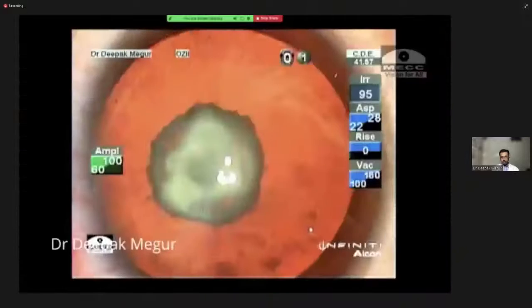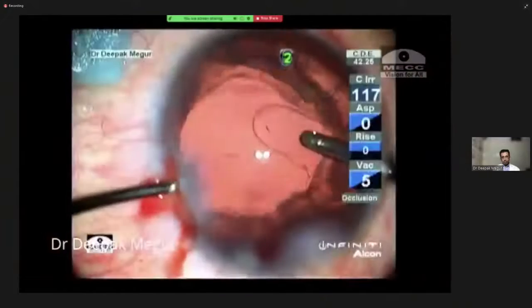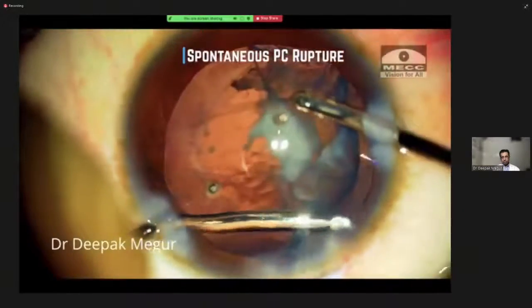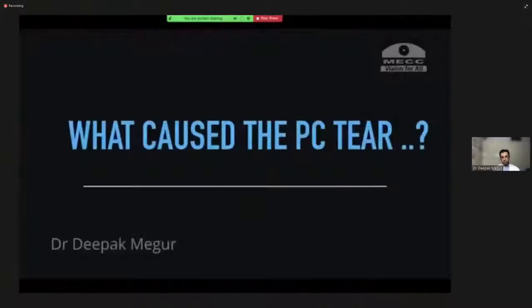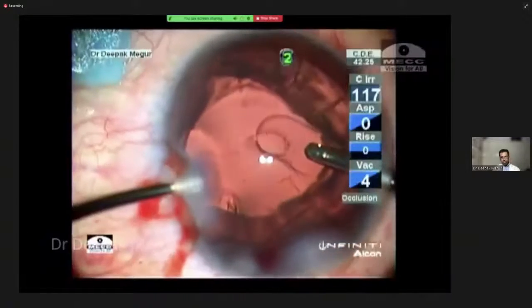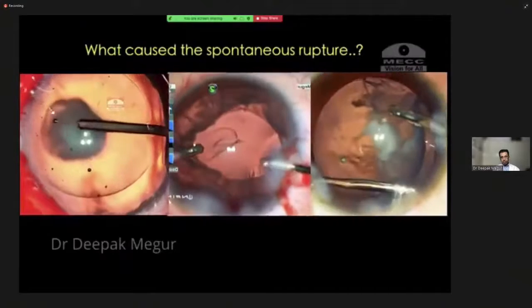This was weird, and I got hold of 3 more instances of weird spontaneous posterior capsule ruptures happening in postpolar cataracts. In all these eyes, there is no contact of any instrument with the posterior capsule, but still a posterior capsule tear happened. Now, what caused the posterior capsule tear in all these eyes? There is no direct contact of the posterior capsule with any of the instruments. Well, let's try to solve the puzzle.